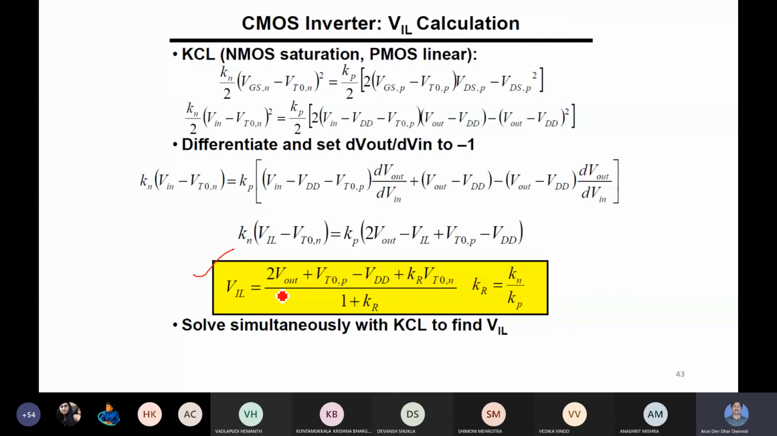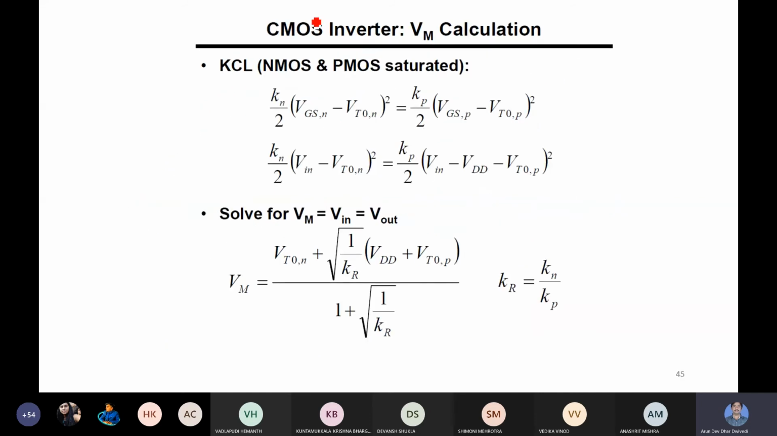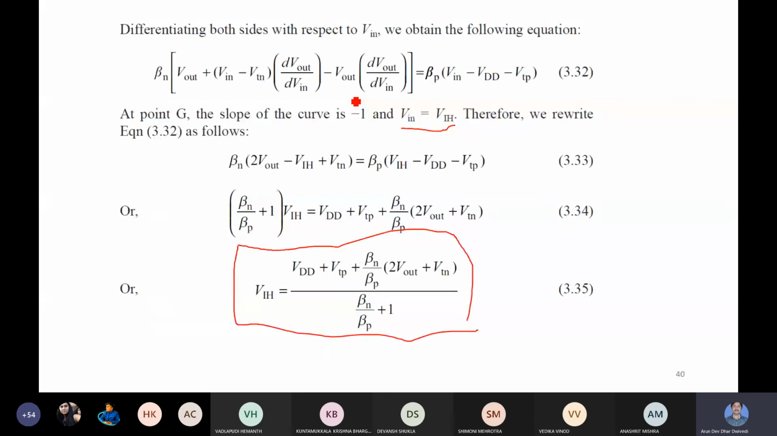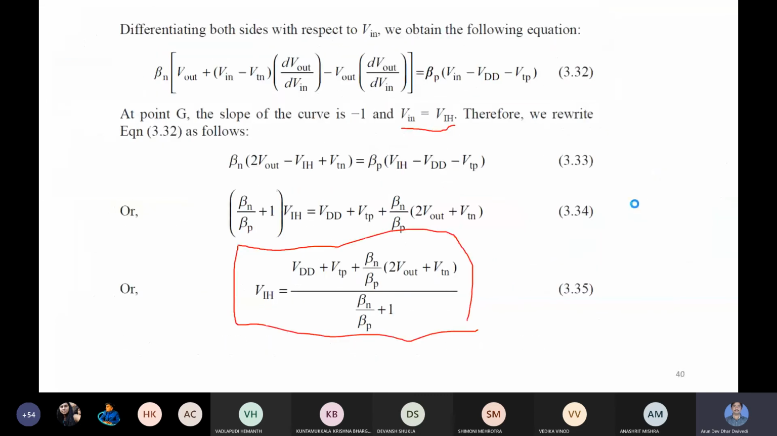So this one is important and this one is important, with the help of which we will try to solve the problem. VOH is already coming as VDD, and VOL is coming as 0. Another important parameter is the value of the threshold voltage. We can do the threshold voltage calculation because we will apply saturation for both. Again we can come to the graph. This point is the threshold voltage point, and in this region PMOS and NMOS are both saturated.